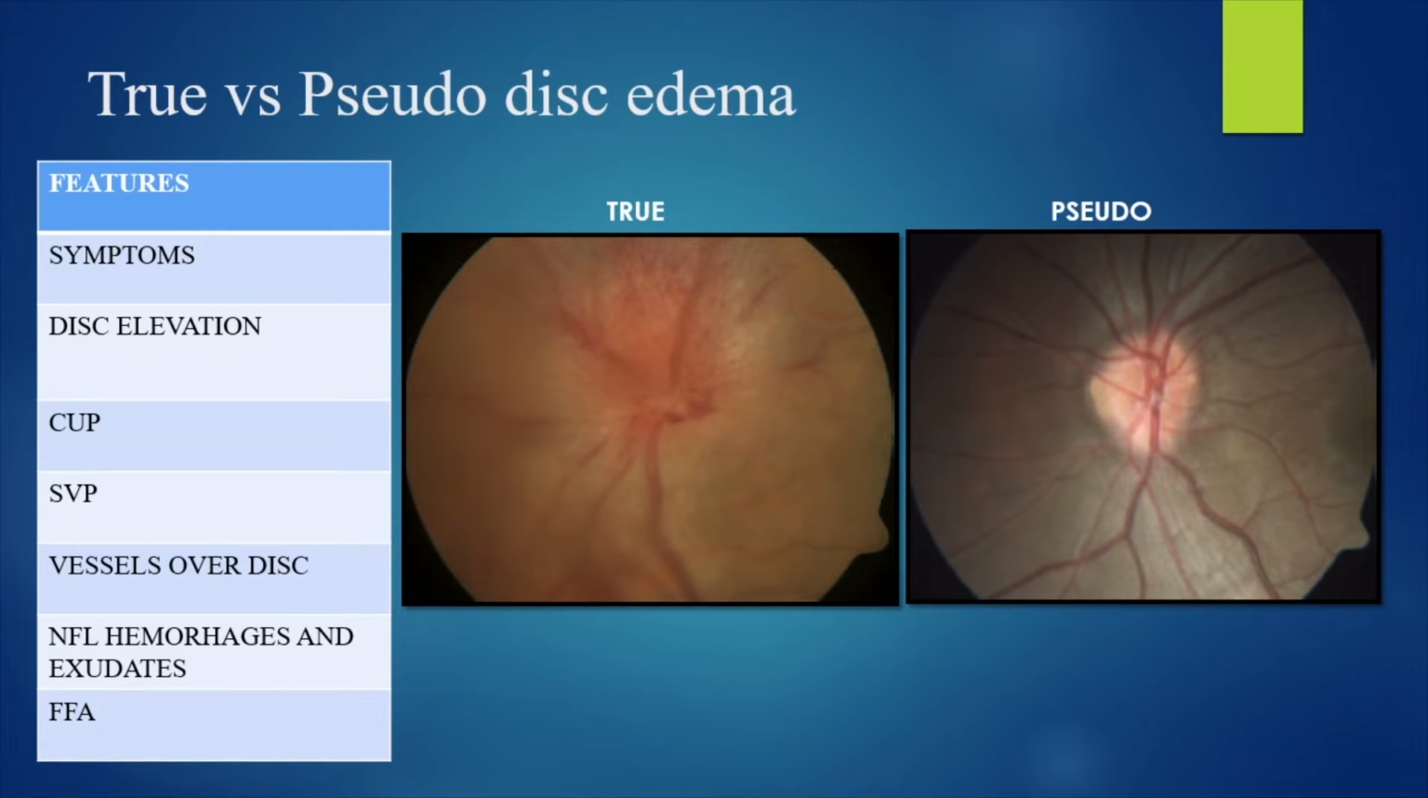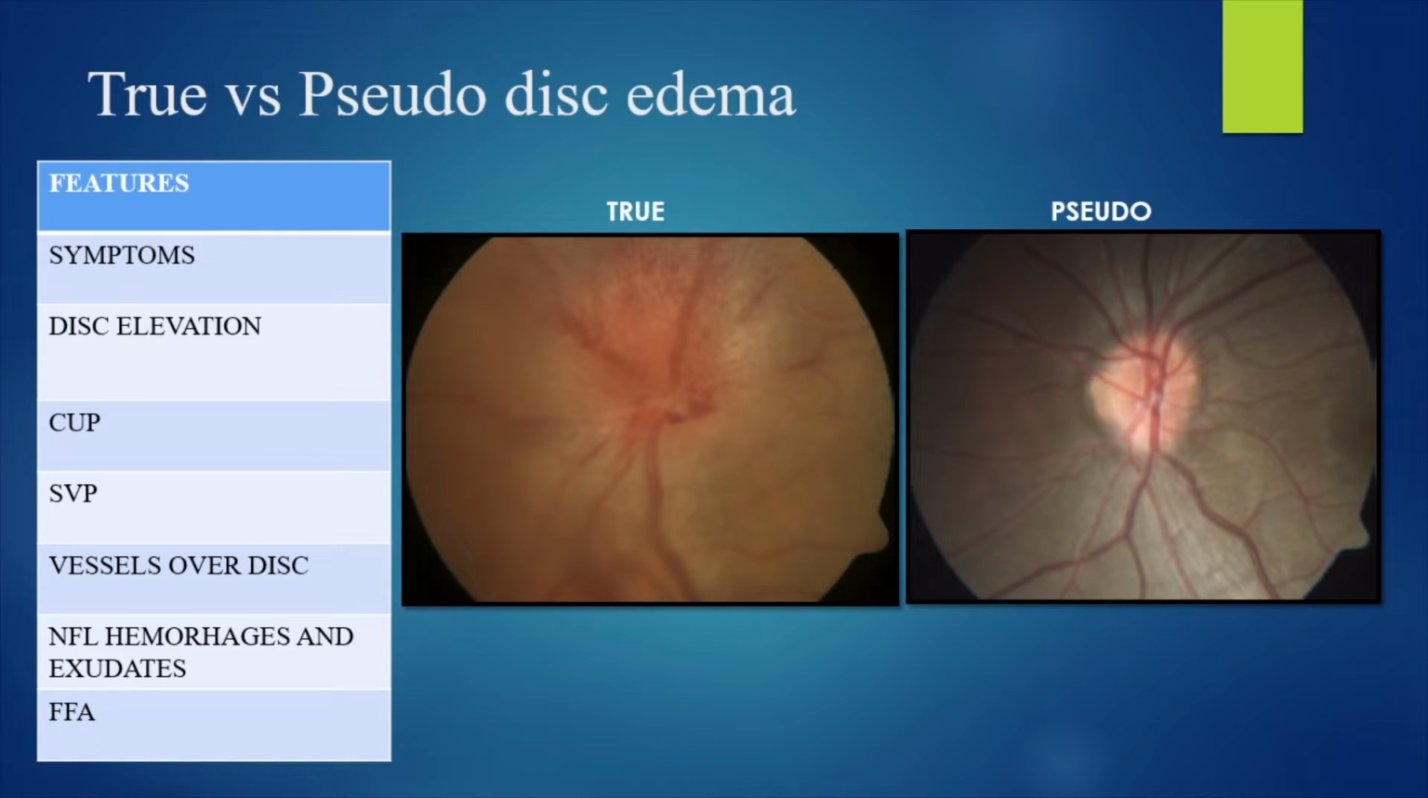Okay. In pseudo disc edema, if you see the margins are defined, but they're bumpy margins. This is a patient with disc drusen. Next is the cup. The obliteration of the cup is one feature which is common to both pseudo as well as true disc edema. The cup will obliterate in both the conditions. Superior venous pulsations will definitely be absent in true disc edema. In pseudo cases, they will be present, but normally 20% of patients can also have absence of venous pulsations.